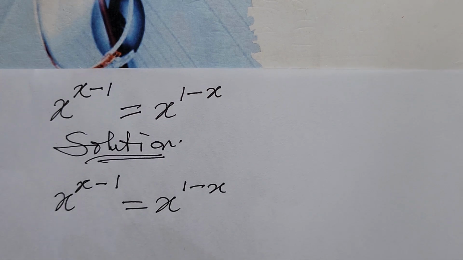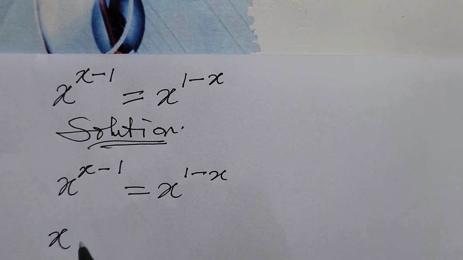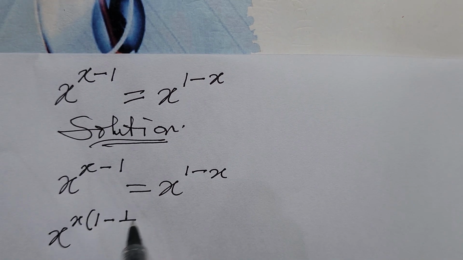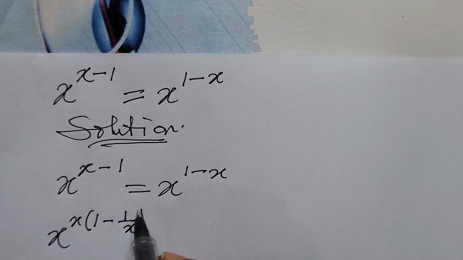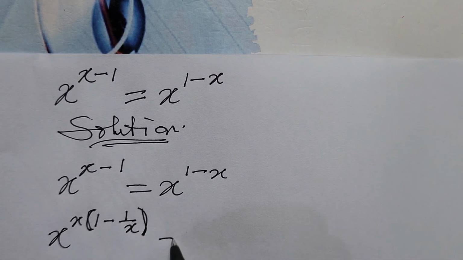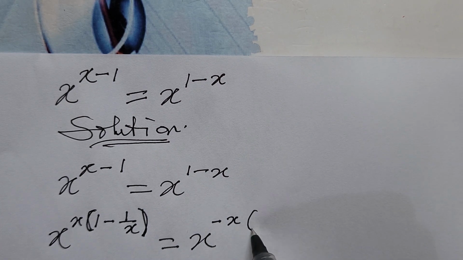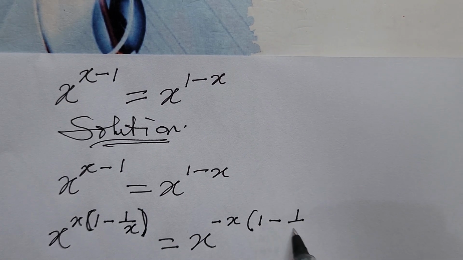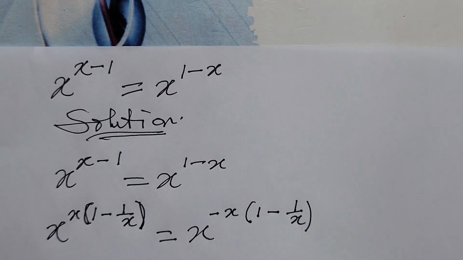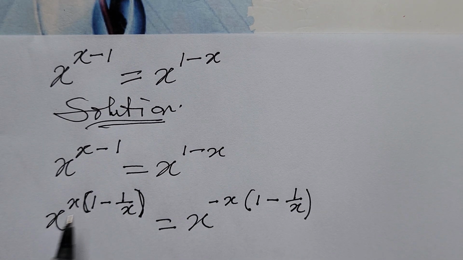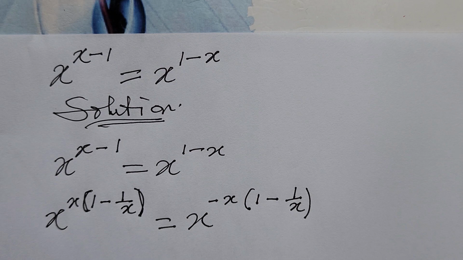Okay, so we can rewrite this as x, all to the power of x, bracket 1 minus 1 all over x, close bracket, then equal to x to the power of minus x, close bracket, 1 minus 1 all over x, close bracket. If we use this to open this, we're going to come up with this. We use this to open this, come up with this.